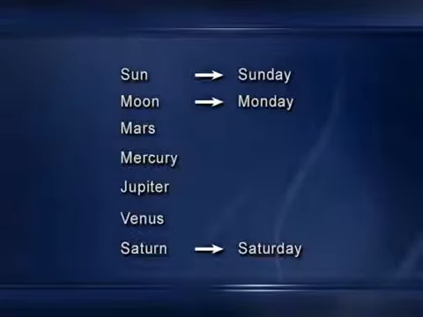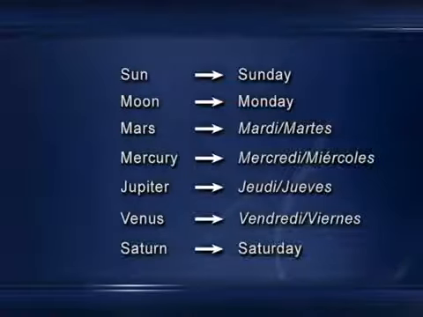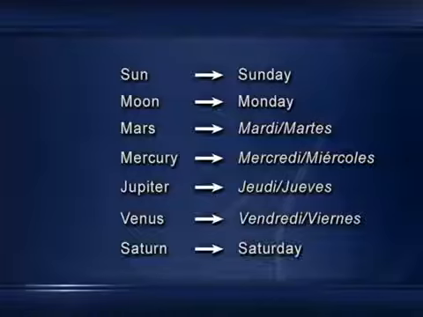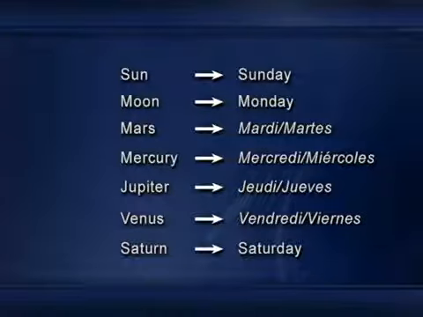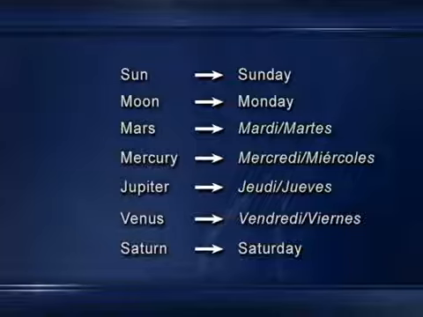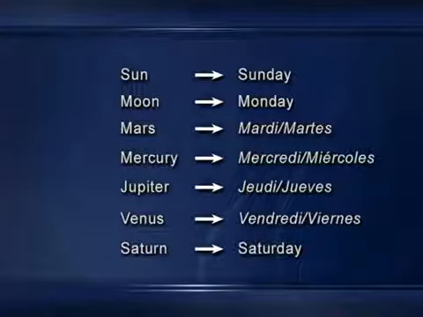Other names are easier to see in French or Spanish. Mars becomes Mardi or Martes. Mercury is Mercredi or Miércoles. Jupiter is Jeudi or Jueves, and Venus is Vendredi or Viernes. Mars, Mercury, Jupiter, and Venus were also the names of Roman gods.